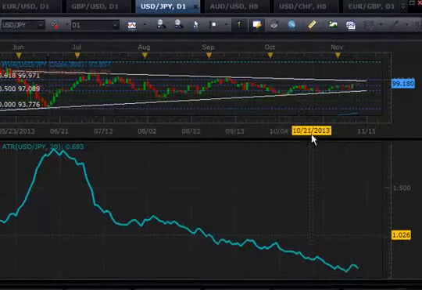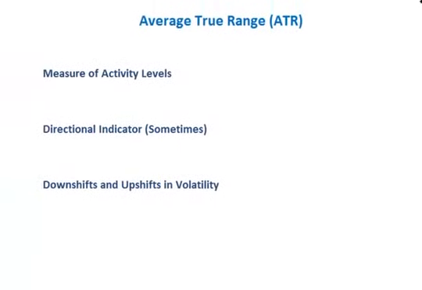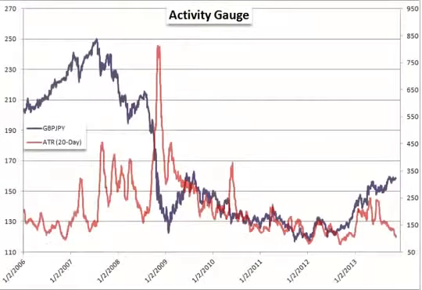But let's take a look through its individual roles. First, I'd like to look at just using it as an activity gauge. We looked at it a little bit on the dollar-yen, going back only maybe 4 or 5 months, but this is an activity gauge for pound-yen, going back over the past 7 years or so. This gives us a very good assessment of this development over time.